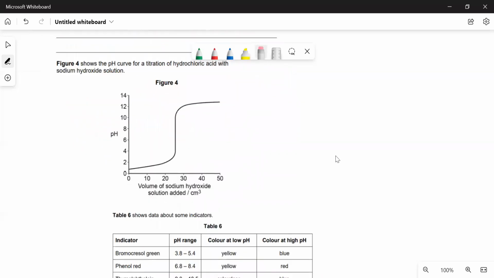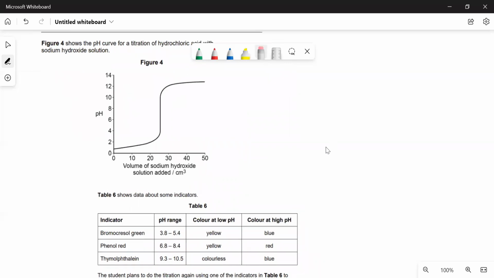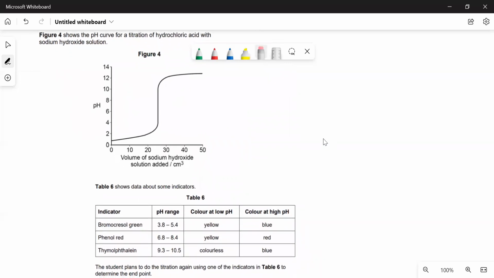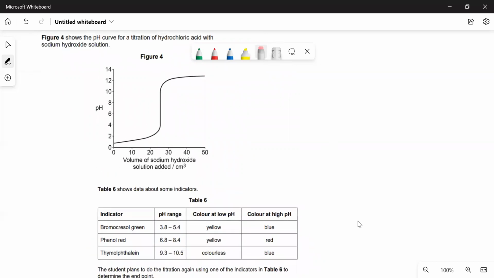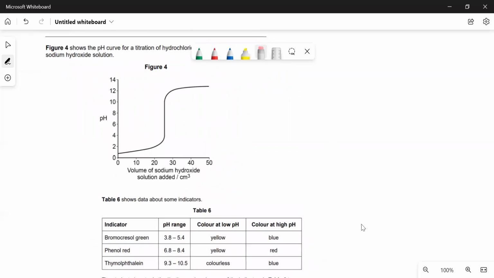Okay, and now we've got a question about indicators. The student plans to do the titration again using one of the indicators. State why all 3 of the indicators are suitable. Now, you want the indicator to change color on this steep vertical part of the line. That's the steep part of the titration curve, and I think that's actually underlined in the mark scheme. That word steep. You need that.